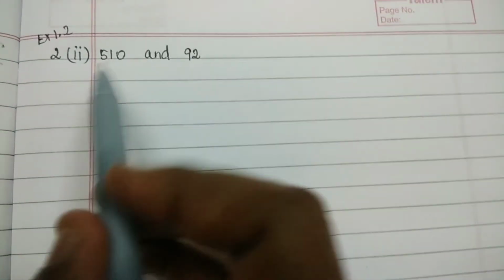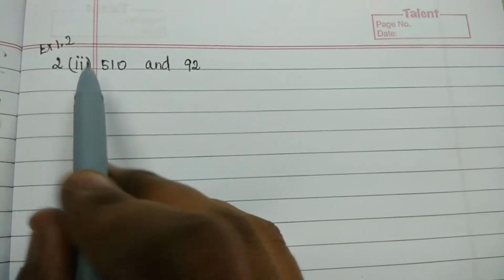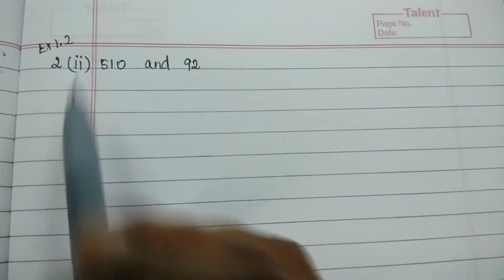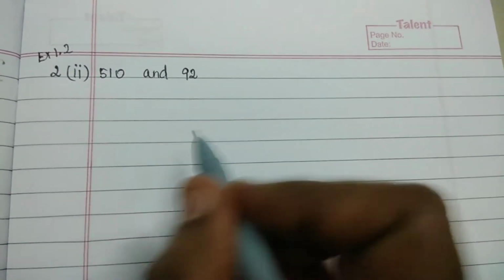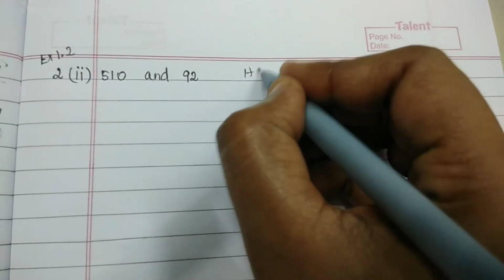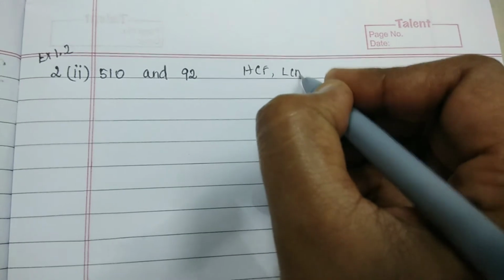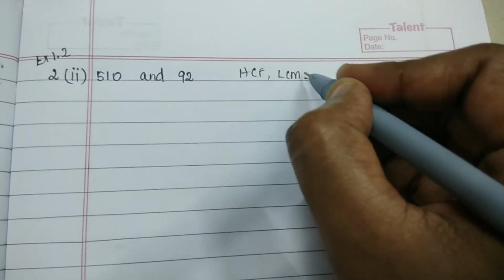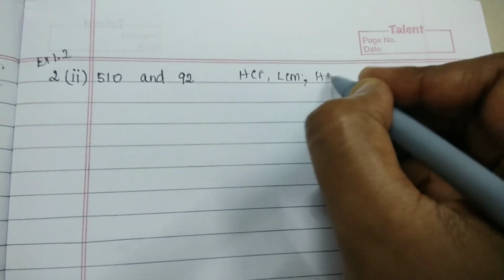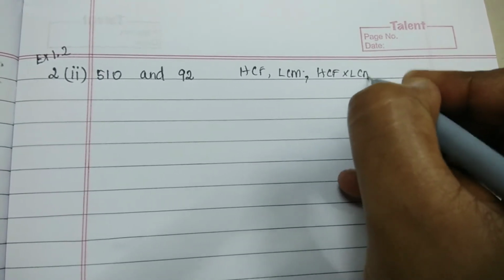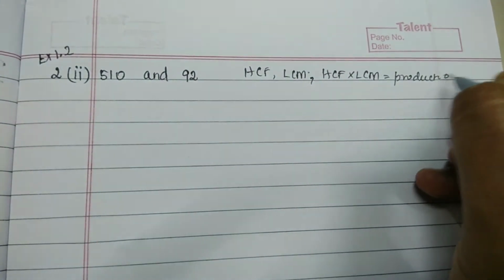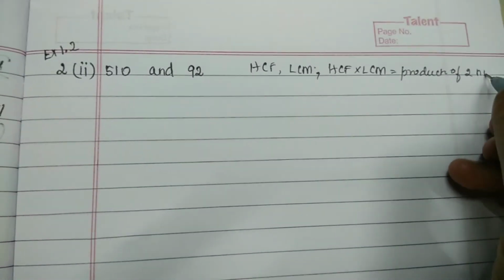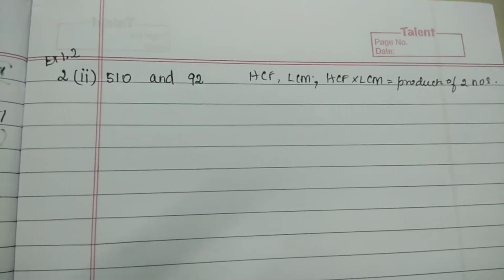Hello students. So let's solve the second question from exercise 1.2, second subdivision. For 510 and 92, you have to find the HCF, LCM, and also verify the condition whether HCF into LCM is equal to the product of the two numbers. Okay. So let's find.